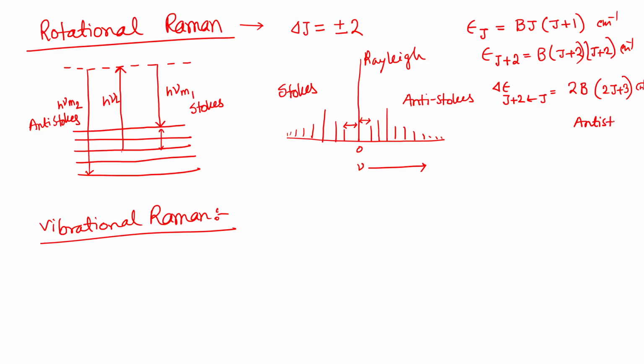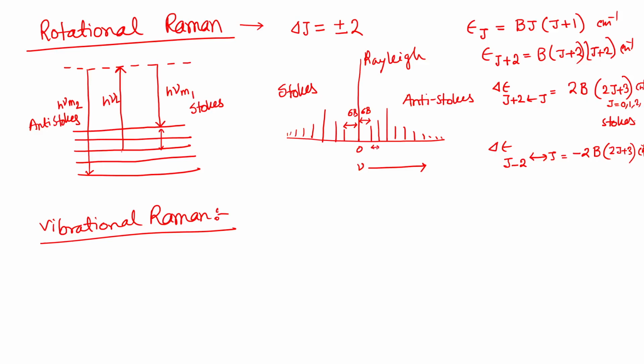This is for Stokes. Why? Will it be Stokes or anti-Stokes? Because here J is 0 and J plus 2 is higher, so it is Stokes. And anti-Stokes would be when it is J minus 2, from J. That would be minus 2B into 2J plus 3. So the first line will come at a distance from 0 with J equals 0, that is 3, 6B. The first gap is 6B in magnitude.